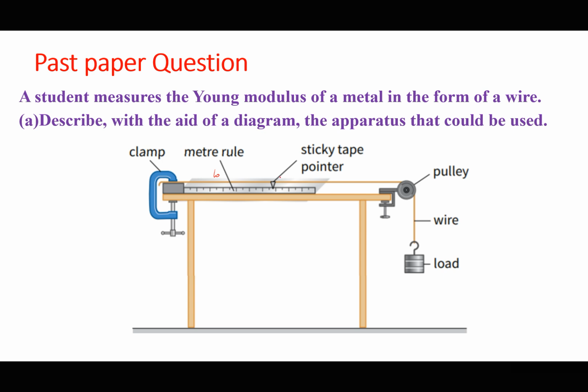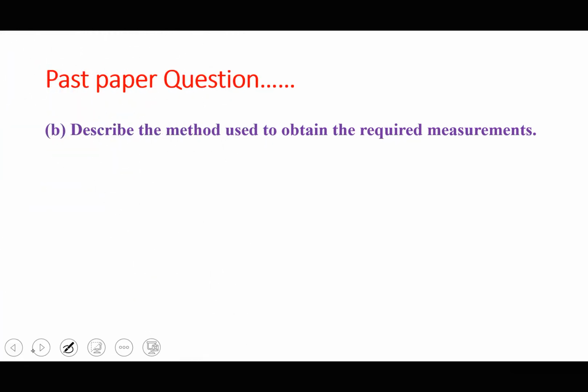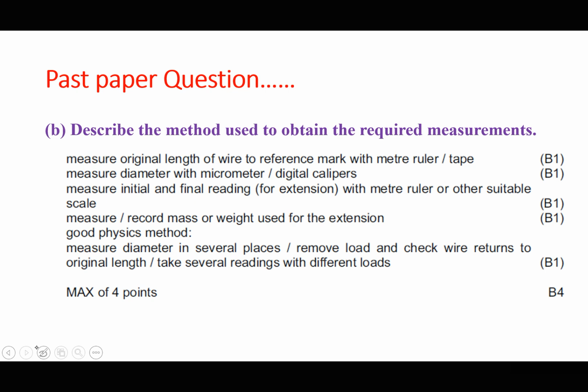And you need a reference marker or a paper flag. And you need a mass hanger where you're going to be putting loads and a pulley over which the string runs. So we have carried out that experiment. So that is the diagram. It carries 3 marks. You can just do a simple diagram like that one. Then describe the method used to obtain the required measurements. So I've given here marking points for the method.